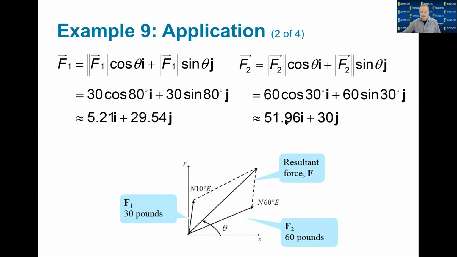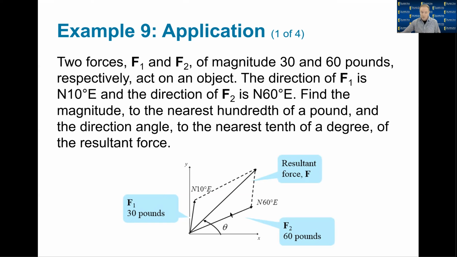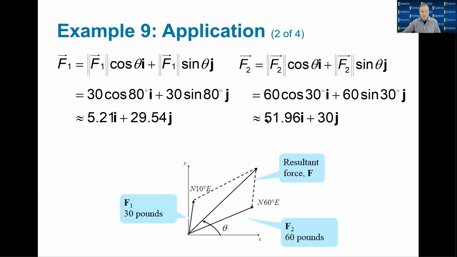And again, that needs to make sense to you. Why is that horizontal component so large? Well, if it's going at an angle of 60 degrees east of north, that vector is going far more to the right than it is going up. And you can see, yep, the force to the right is going to be 51.96 pounds of force. The force upward is just 60 sine 30, which is 60 times 1/2. I get a force upward of 30.